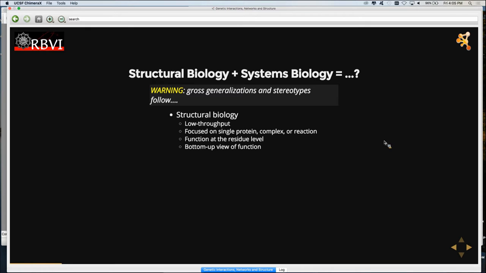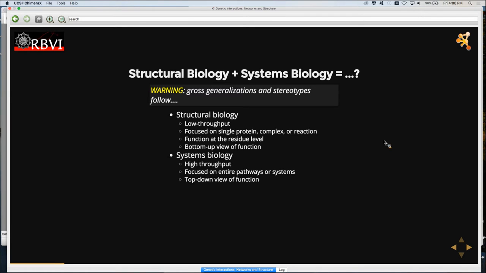Let's think about structural biology. In general, it's low throughput. It takes a long time to get that crystal, and then once you've got the crystal, it takes a long time to solve the structure. It's generally focused on a single protein, complex or reaction. You really focus on the details. What you're trying to do is look at structure and function at the residue level, at the chemical level. It's really critical that you understand that very low-level interaction. Even if you're looking at high-resolution cryo-EM, some of the new technologies, you still want to be able to know what's going on at that resolution. It's sort of a bottom-up view of function.